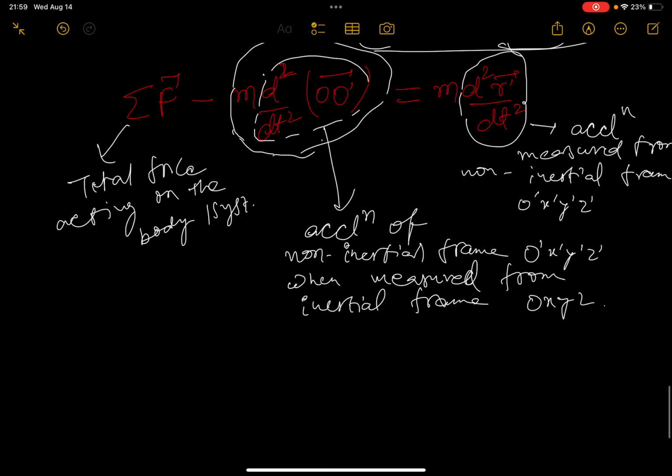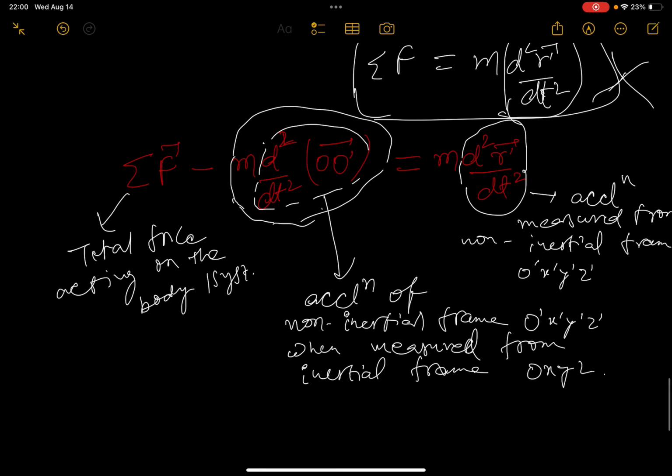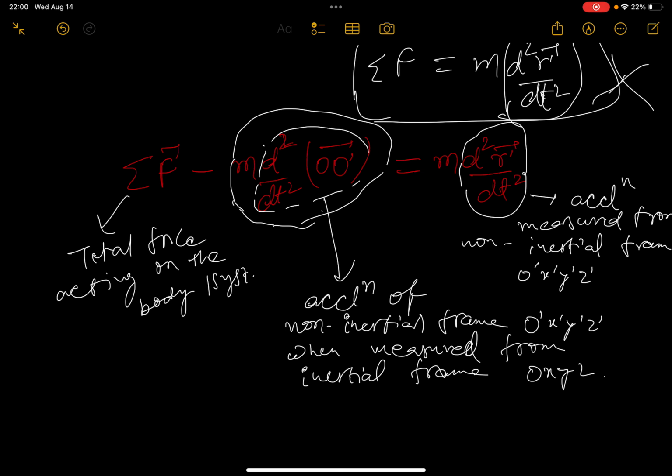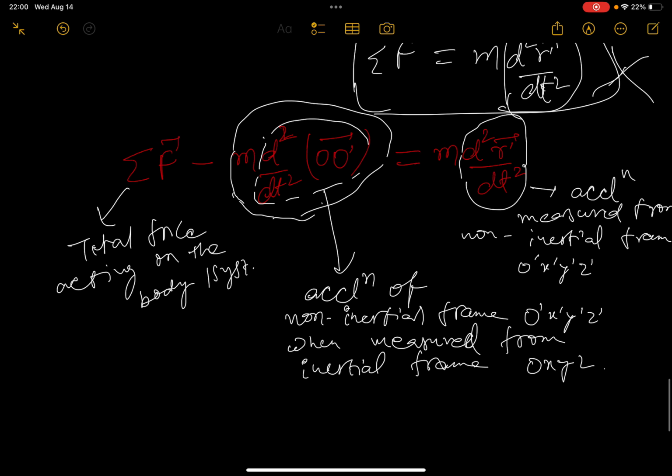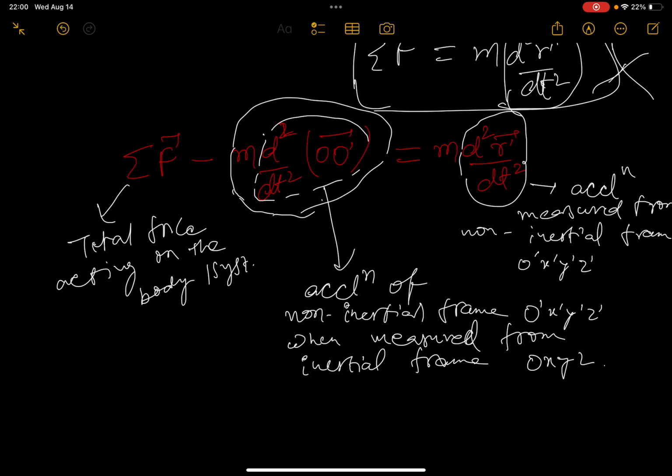So eventually this term, acceleration multiplied by mass, we will consider as some kind of an equivalent force, and we will call this force pseudo force. Because someone sitting in a non-inertial frame wouldn't physically see this kind of force acting on the body. So that's why this force is called pseudo force.